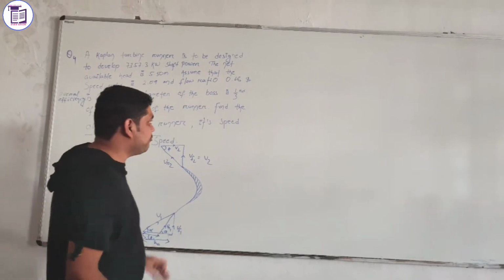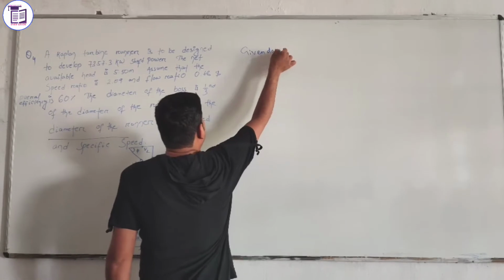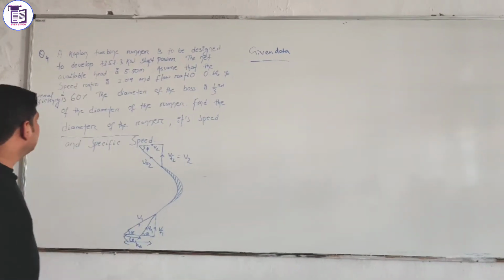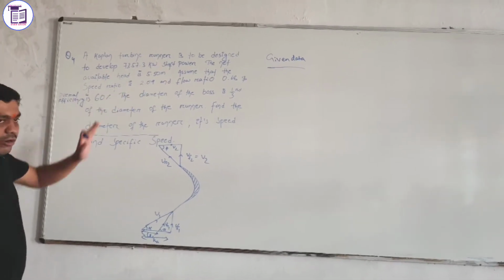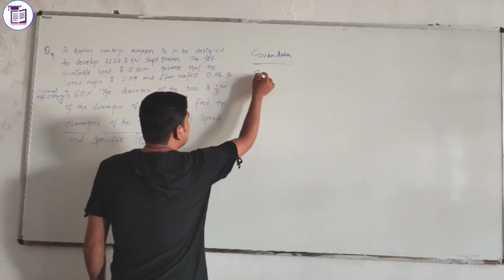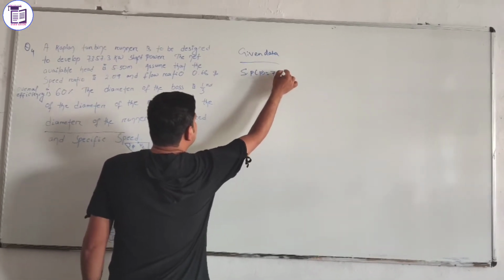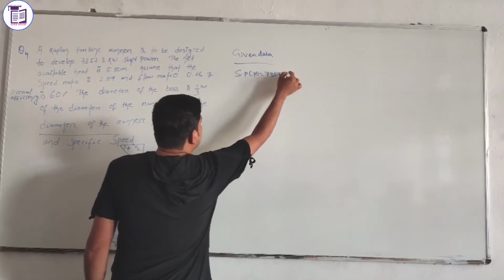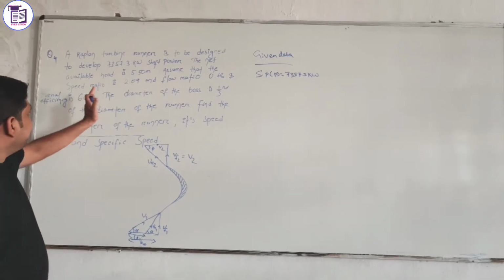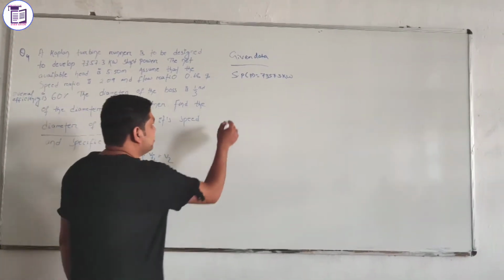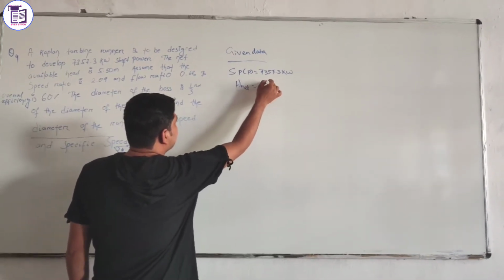Now when you find a problem, first of all find what the given data is. Look here, what are the given data. A Kaplan turbine runner is designed to develop shaft power. You are already given the shaft power, 7357.3 kilowatt. This is your shaft power or output power. The net available head is 5.50 meter, so the net head is 5.50 meter.